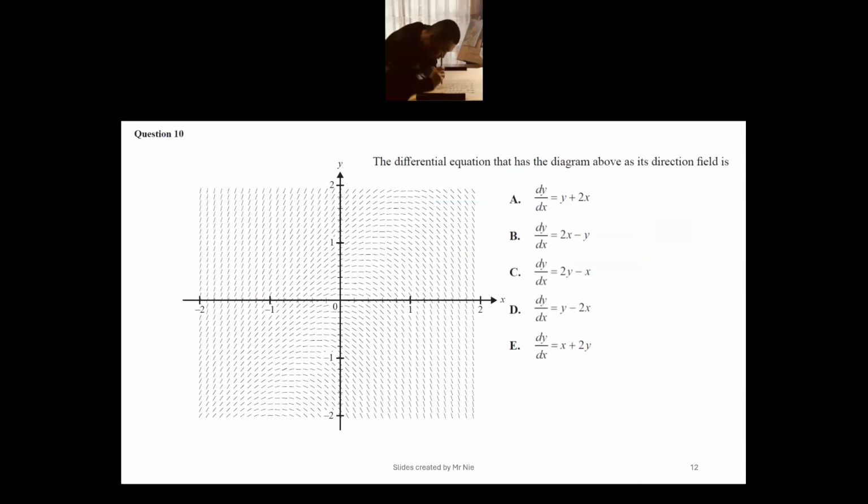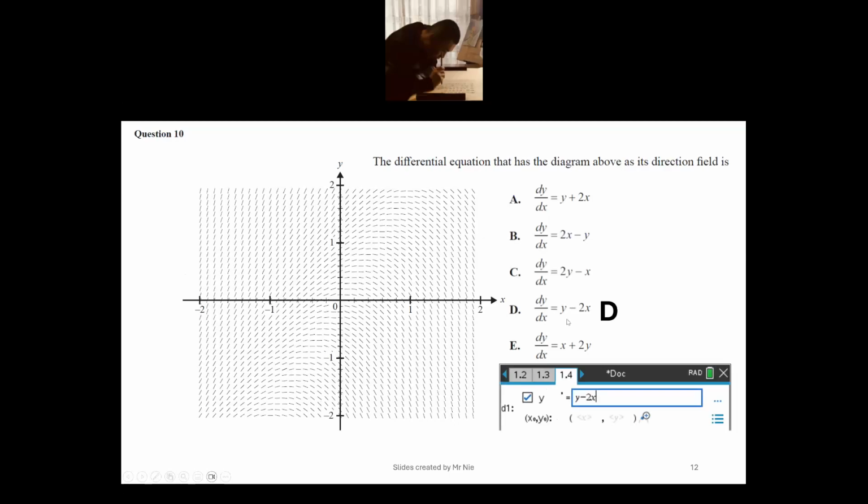Question 10 is just a usual CAS calculator slope field question. What I will do is I will just test each differential equation, sketch each slope field, and compare with the one on the exam paper. So eventually, if you try option D to sketch that, you will get this diagram fully mapped to the one on the CAS. So here are some screenshots.